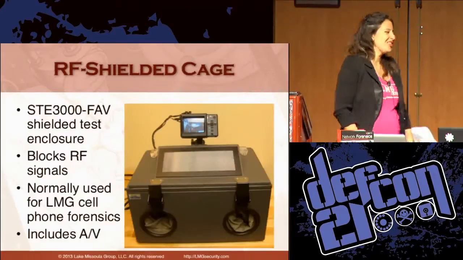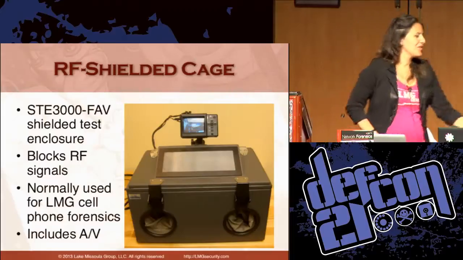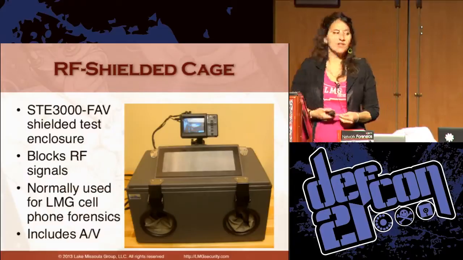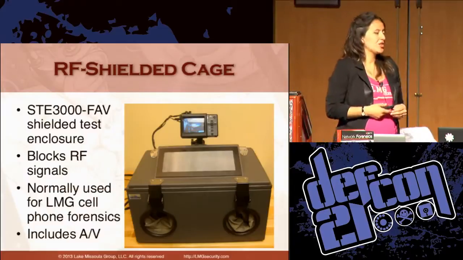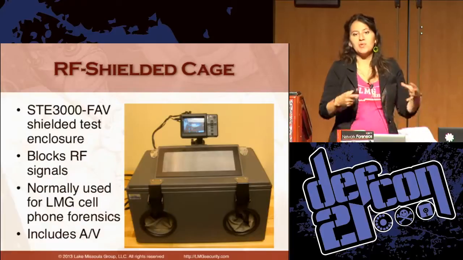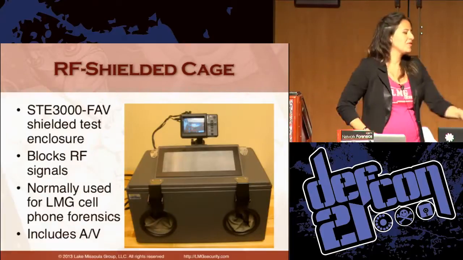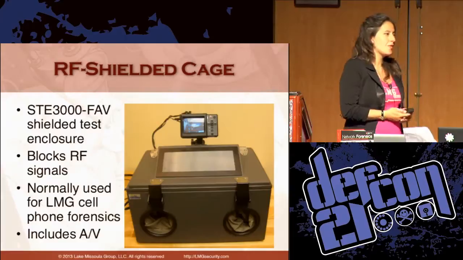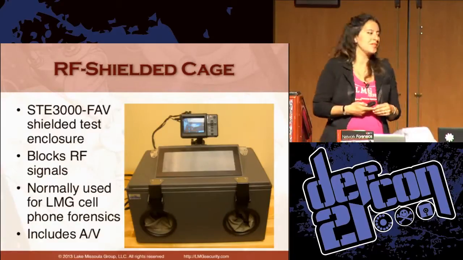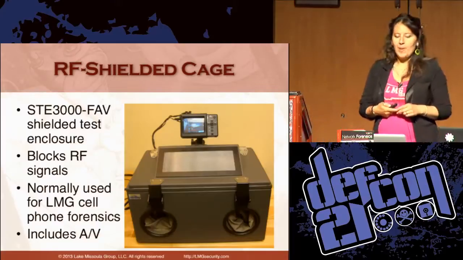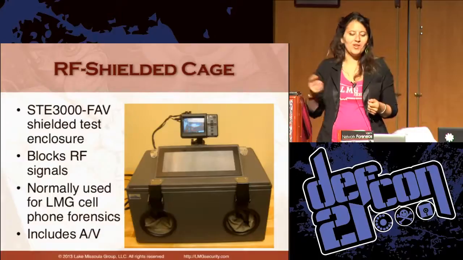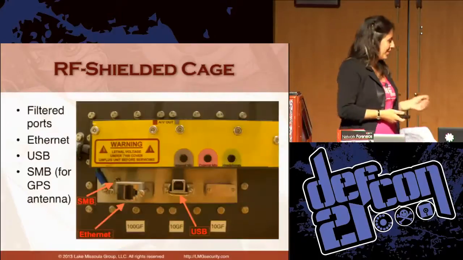This is our RF shielded cage. As we were doing this research, we really wanted to do it right, and so we consulted with legal counsel extensively, and we also wanted to make sure that no one else's cell signals could possibly be captured as we were taking these packet captures. This device is something we normally use in our cell phone forensics lab. We have the only RF shielded cell forensics lab in the state of Montana. It includes AV, so you can actually see into the box, which is kind of cool, and you can record it. So David, do you want to talk about the ports?